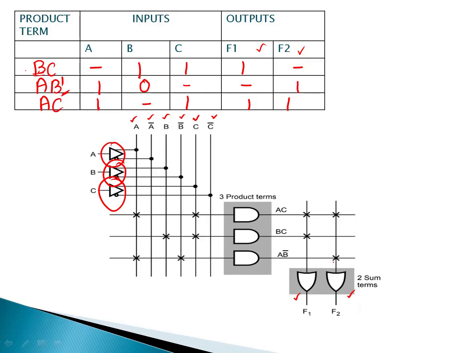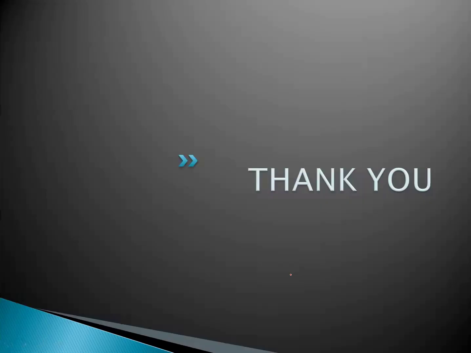OR plane here, okay? So in the AND plane, the inputs A, B, C are used to generate three product terms. In the OR plane, the product terms AC, BC, A B bar are connected to F1 and F2. Okay, so thus we have successfully designed a three product term, two output PLA, right? So in this problem, we learned how to convert minterms into Boolean functions, how to identify common product terms, and how multiple outputs can be efficiently implemented using PLA. This example clearly demonstrates why PLA is preferred when multiple Boolean functions share common logic, right? So thank you so much.